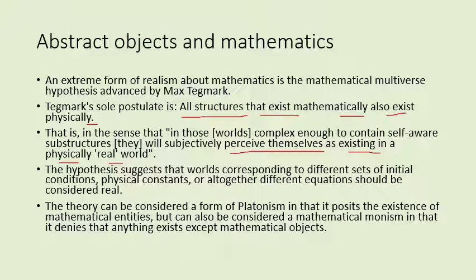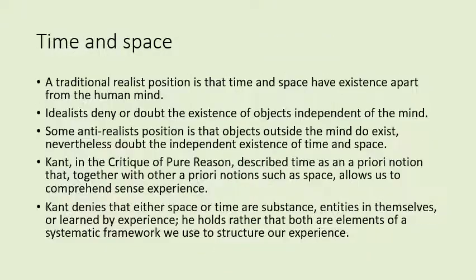The hypothesis suggests that worlds corresponding to different sets of initial conditions, physical constants, or altogether different equations should be considered real. The theory can be considered a form of Platonism in that it posits the existence of mathematical entities, but can also be considered a mathematical monism in that it denies that anything exists except mathematical objects. So that is wrong as well. What about when mathematics goes into negative numbers? Now we know that mass cannot be in negative numbers. Therefore, mathematics does not always have a role.